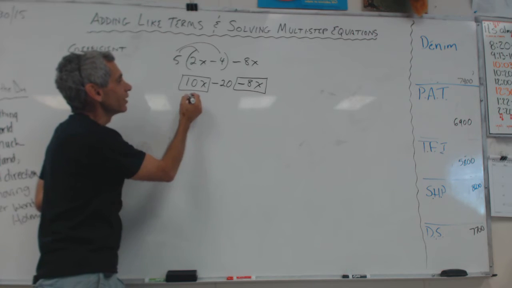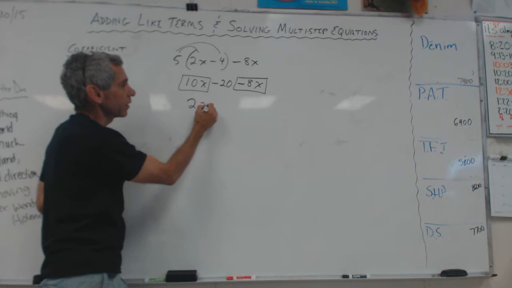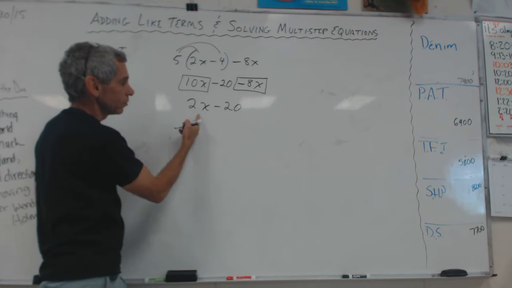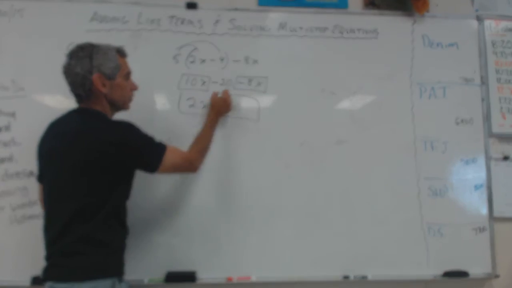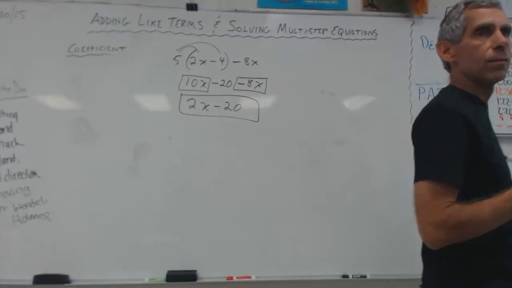Okay, so 10x minus 8x is 2x, right? 2x minus 20. That's my answer. That would be my answer right there. Right? Good. All right, fist of 5 on adding and combining like terms.